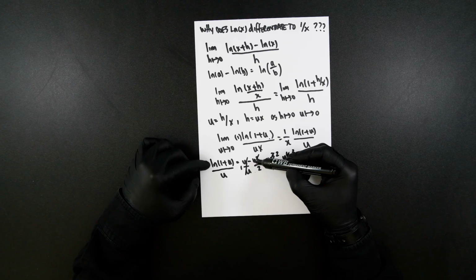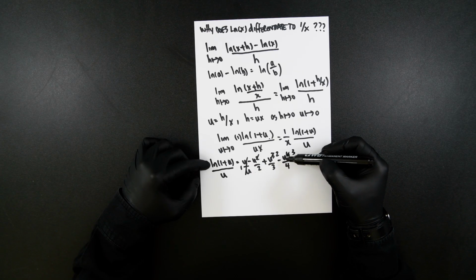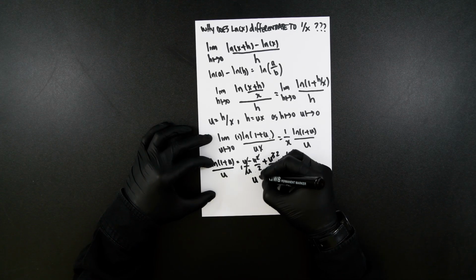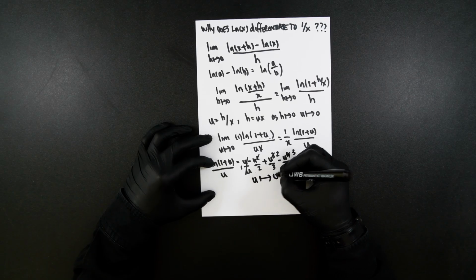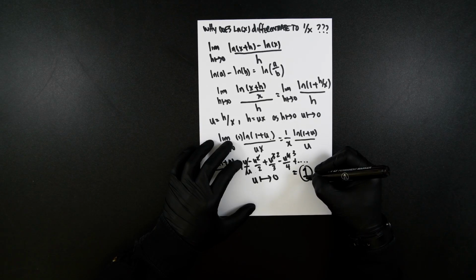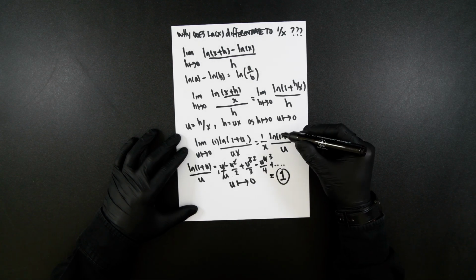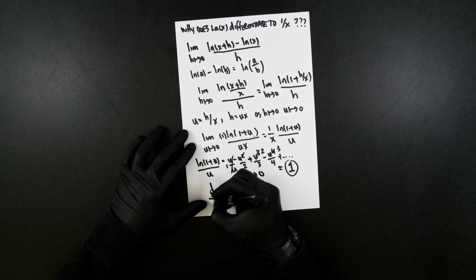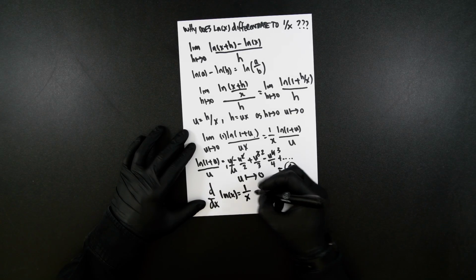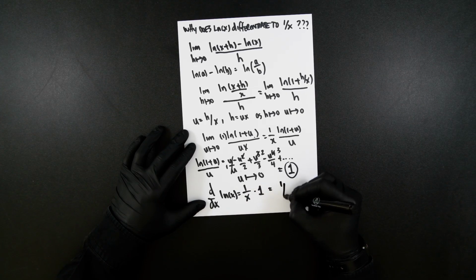And we know that 1 minus u over 2 plus u squared over 3 minus u cubed over 4 is the same as that. But now if we take the limit of u going to 0, this whole expansion would equal 1. So if this equals 1, we can now plug this into here, and what do we get? We get d/dx of ln x equals 1 over x multiplied by 1, which is 1 over x.